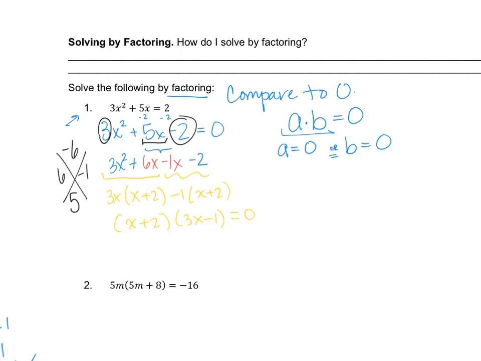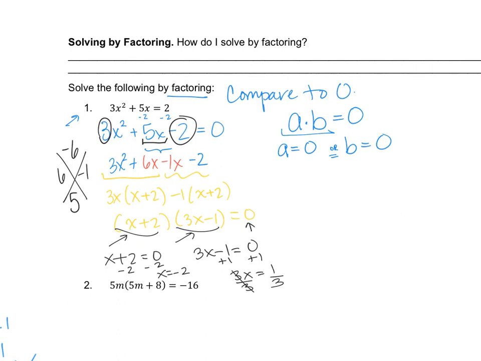So what we have then is something times something equal to 0. That means either the x plus 2 is 0 or the 3x minus 1 is 0. So if I subtract 2, we get x equals -2. Add 1, we get 3x equals 1. Divide by 3, we get x equals 1/3. So the answers to this quadratic are x equals -2 or x equals 1/3.